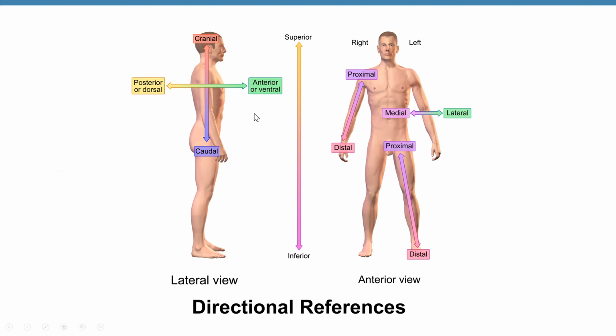So here are our directional references. You can see this guy is in anatomical position. So we have superior and inferior: superior towards the head, inferior toward the feet. We have cranial towards the head and caudal toward the tail. People do not have a tail, but we still keep this term caudal, so it's towards your coccyx. Anterior or ventral, front of the body, posterior or dorsal, back of the body.